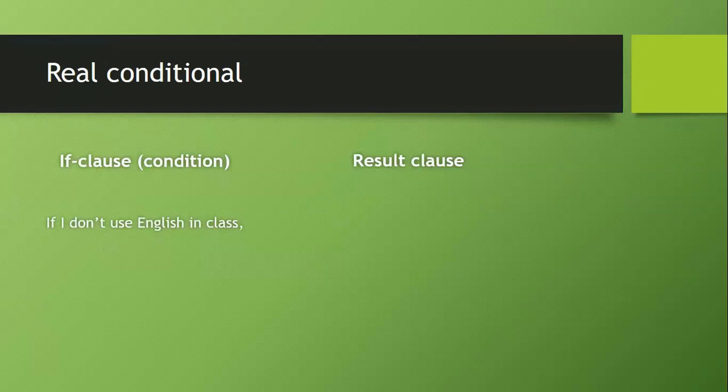Great. First, for example, this is very important for us. If I don't use English in class, what will happen? So, if you don't use English in class, then you won't learn to speak it. It is very important for you to use English in class. If you don't do it, you will not learn it. In this case, we can change it. For example, if I use English in class, I will learn to speak it.